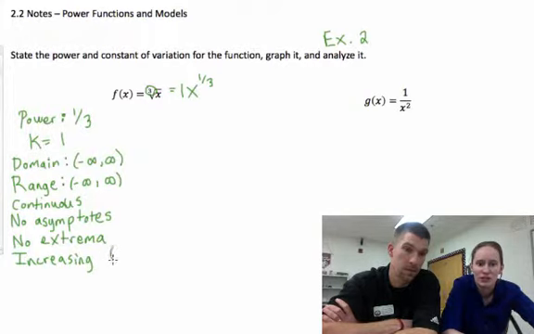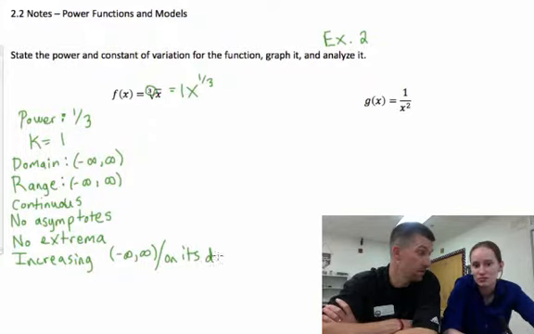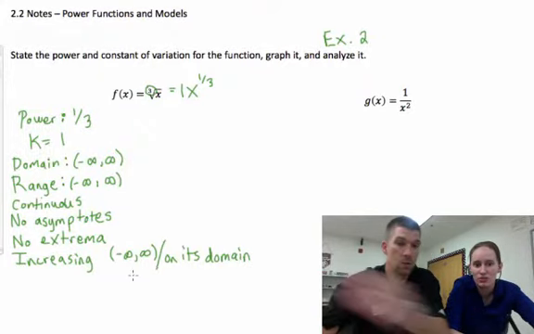And so we could write this one in 2 ways. You could say increasing from negative infinity to positive infinity, and that would be a correct way of saying that. Or you could say it's increasing on its domain. Because its domain is negative infinity to positive infinity, and it's increasing the whole time. So one of those two situations.